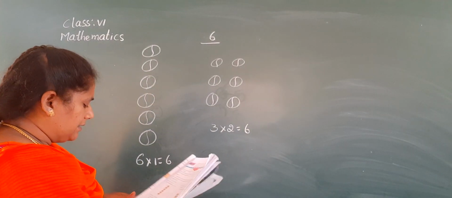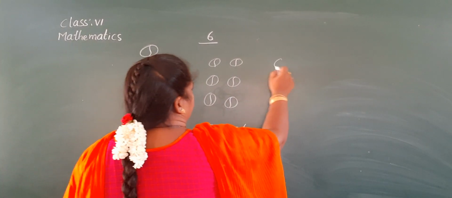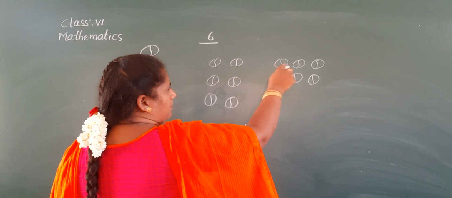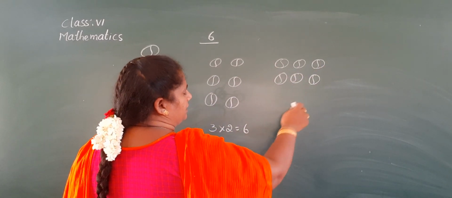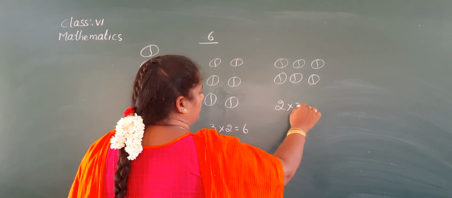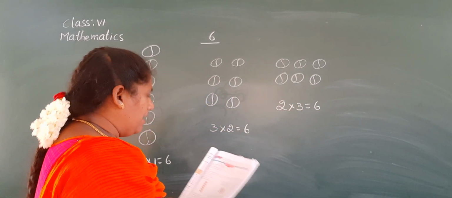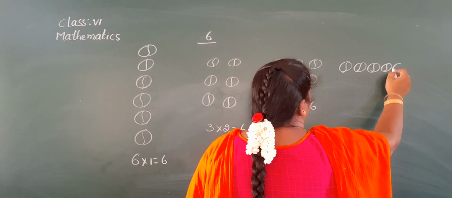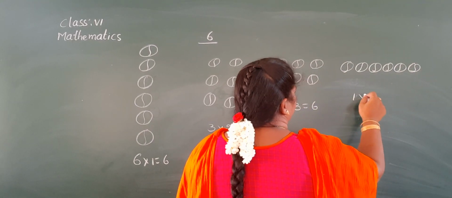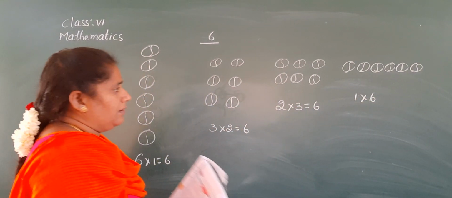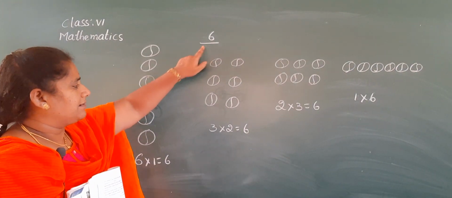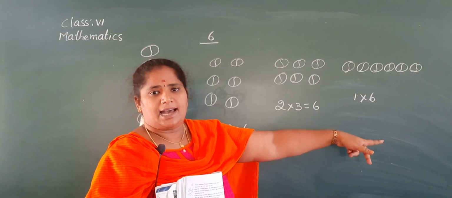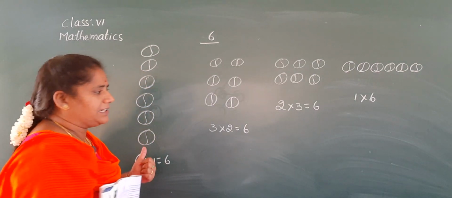And next, 3 balls in each row. I can arrange the 6 balls like this, 3 balls each row. I arranged the 6 balls in 2 rows. So we'll write 2 into 3, 2 3s are 6. And I'll keep like this also, in one row only I'll keep 6 balls. So 1 into 6. So I can write the factors like this: 6 1s are 6, 3 2s are 6, 2 3s are 6, 1 6 is 6. So these are called the factors of 6.